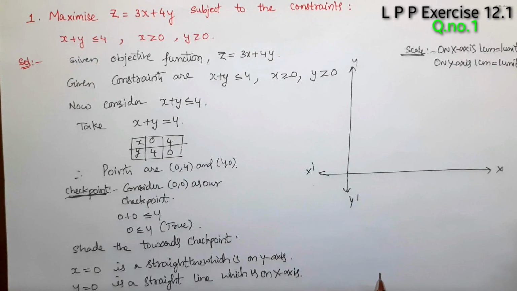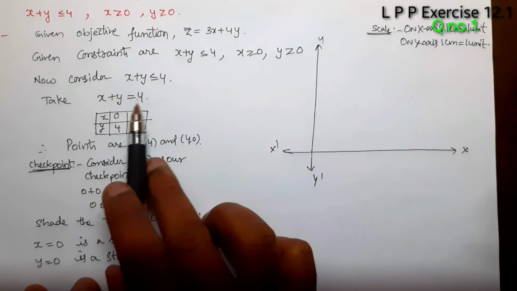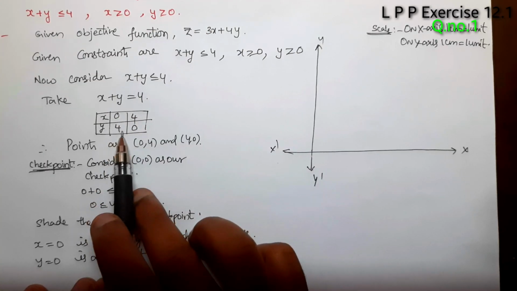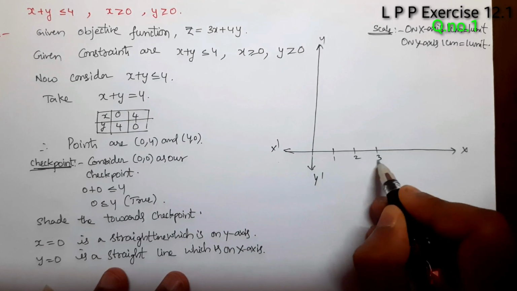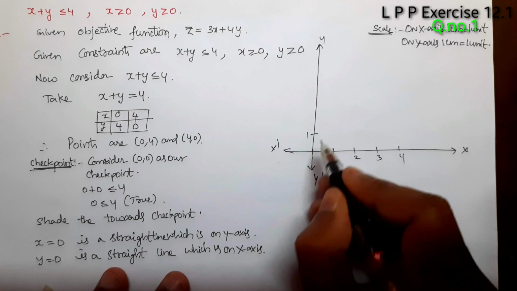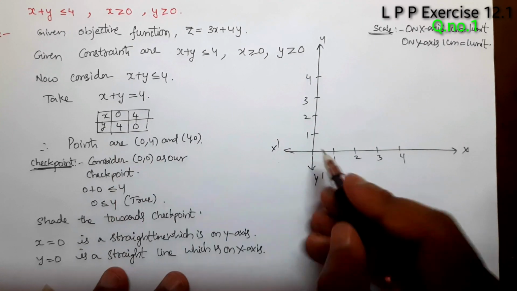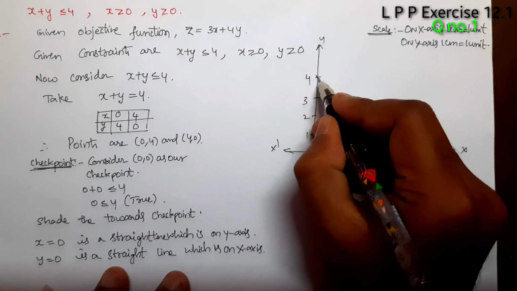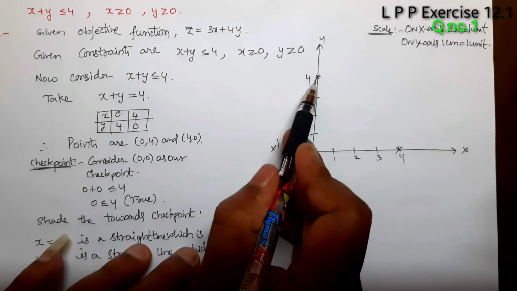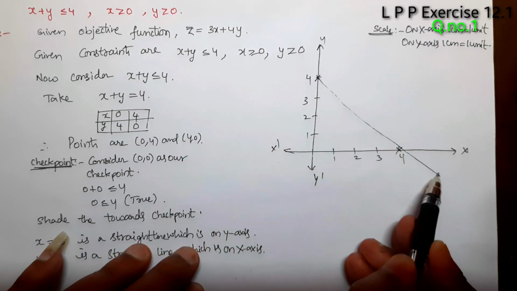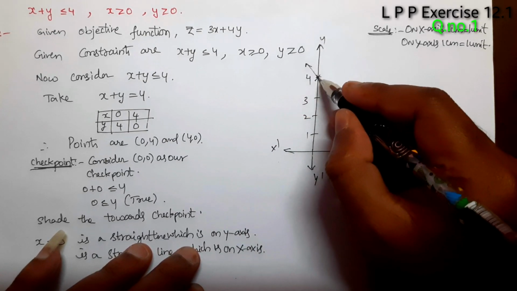Now the line equation they have given is x + y ≤ 4, so x + y = 4. From that we have the points (0, 4) and (4, 0). First I will mark 1, 2, 3 and then 4 on the x-axis, and similarly 1, 2, 3 and then 4 on the y-axis. This is (0, 4) and this is (4, 0). We have to join these two points, and if we join them we get a straight line like this.